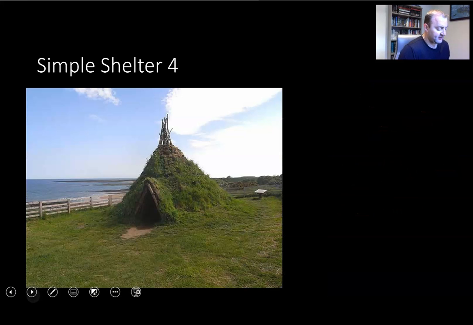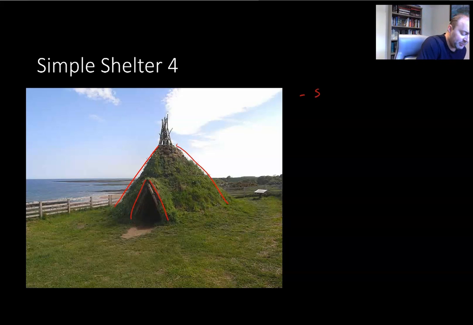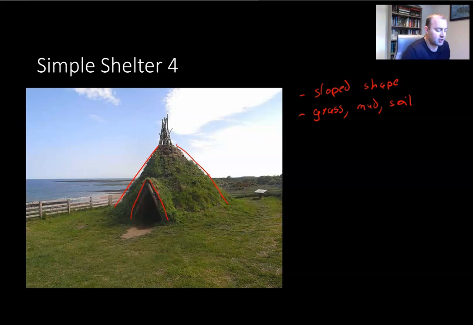Okay, so let's take a look at shelter 4. Now, again, what we do see, and this time it's dual purpose, is we do have a slope shape again. So sloped shape. The material definitely seems to be grass, mud, and soil. So the overall form of the structure, the thing that's blocking out the elements, is grass and soil here.